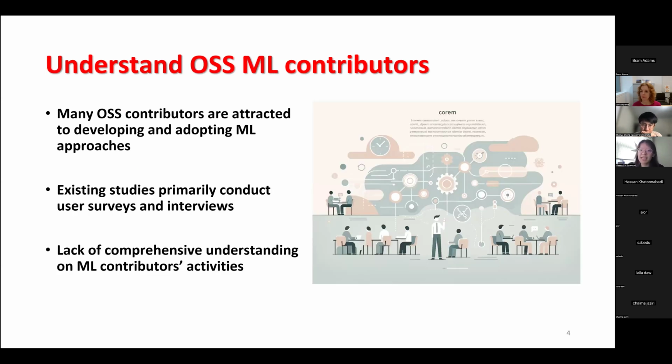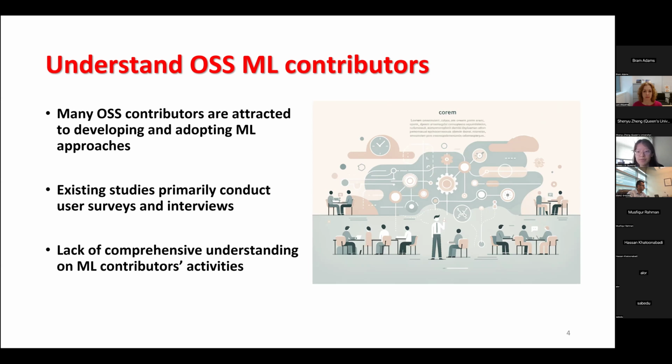And additionally, as ML is now getting extremely popular, many traditional OSS developers start to learn machine learning and contribute to ML projects. And there are existing studies on ML developers, which are mainly using user surveys and interviews to understand their motivations for learning ML, their experience, and the challenges they have faced. Although these qualitative studies have provided very valuable insights, it is still difficult to make it large scale and have quantitative data to support it.